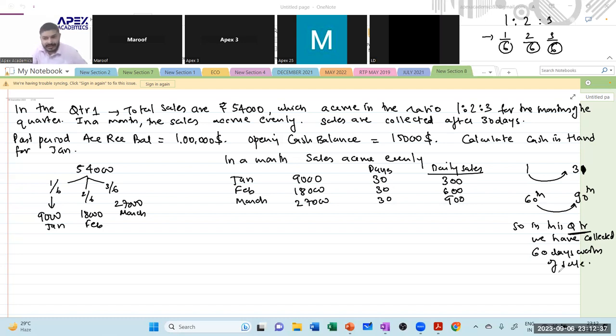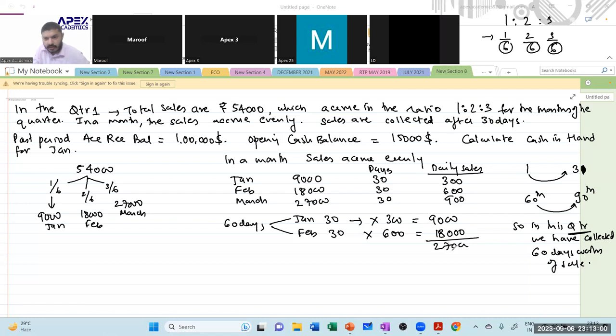What are these 60 days? January is 30 days and February is 30 days. So 30 multiplied by 300 per day, you have collected 9,000, and 30 multiplied by 600 per day, you have collected 18,000. This is the quarter's revenue collection. Agreed or disagreed? Please tell me that.